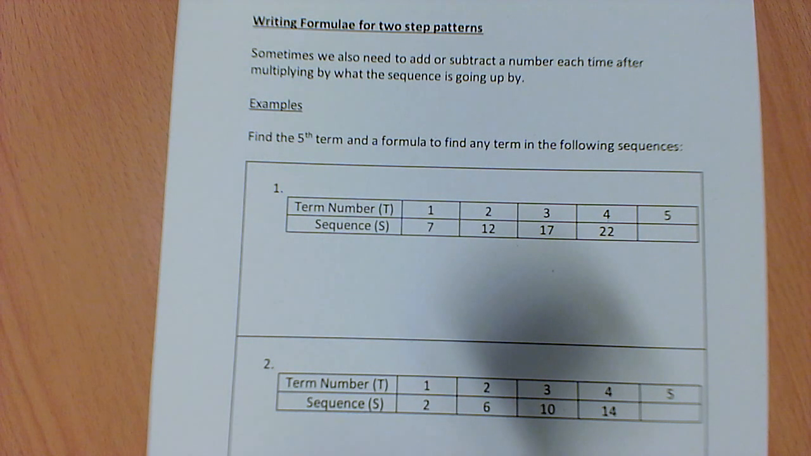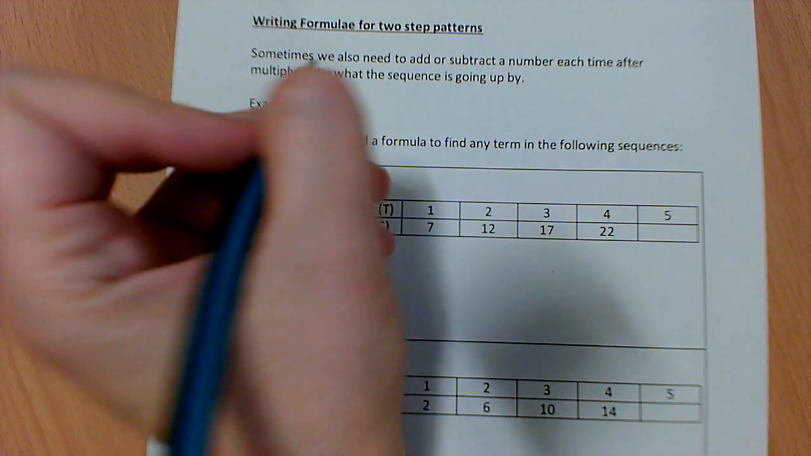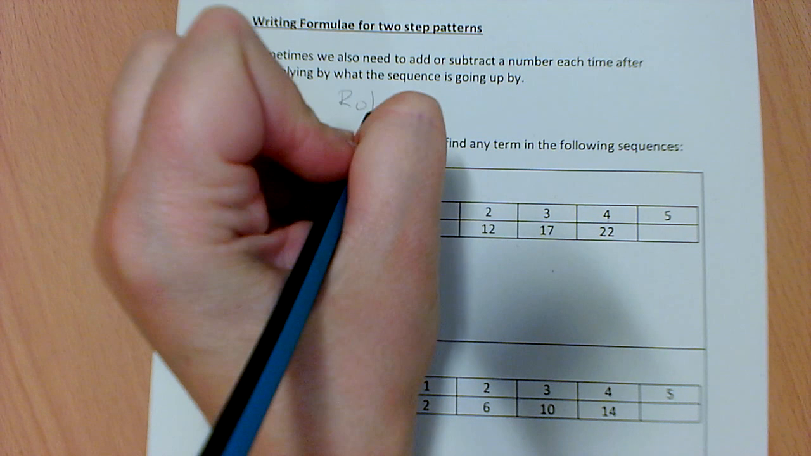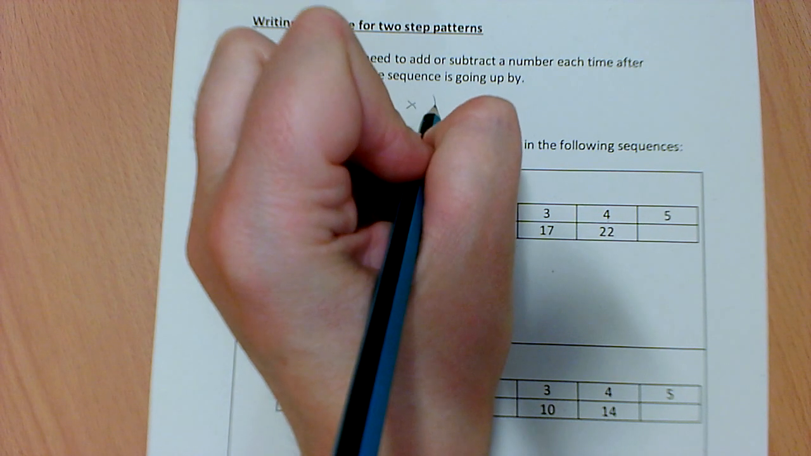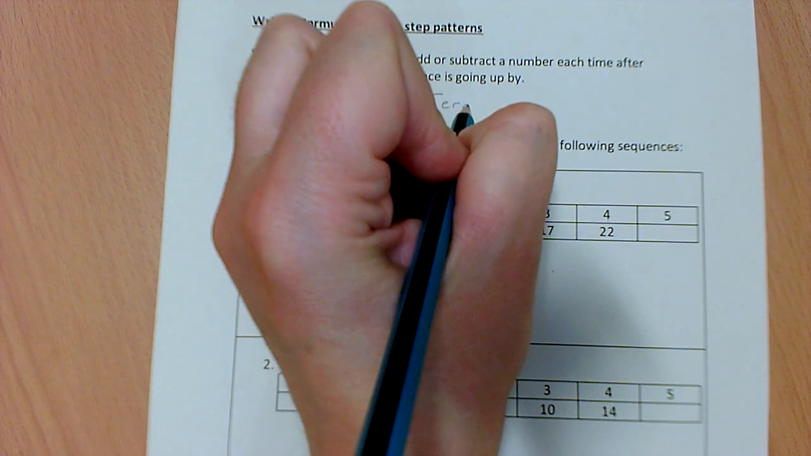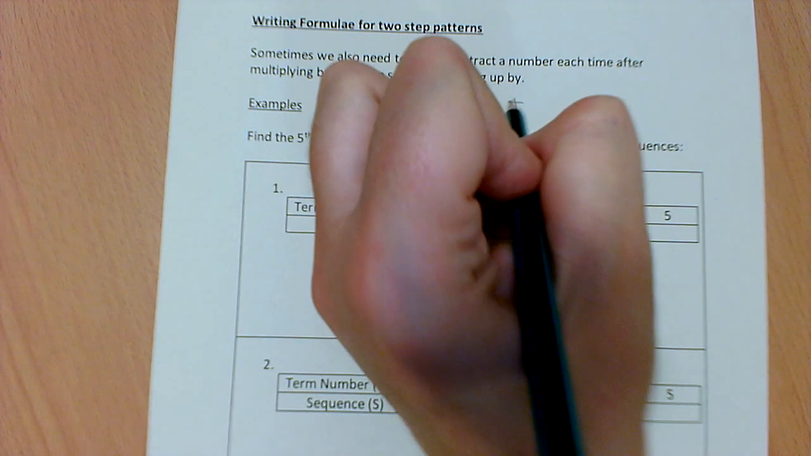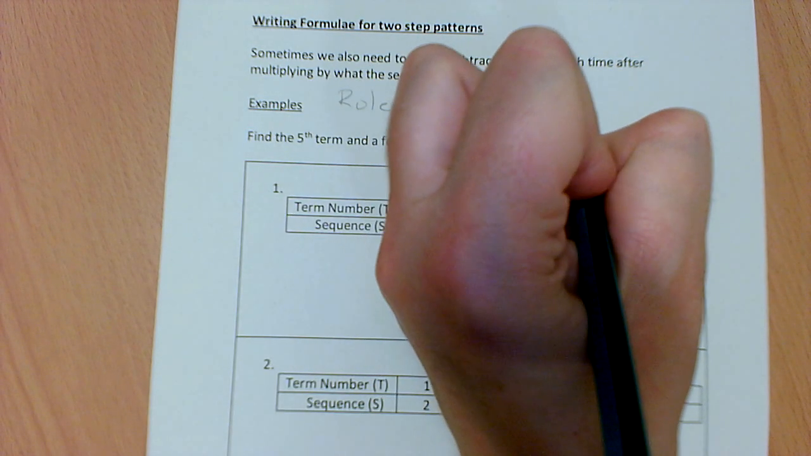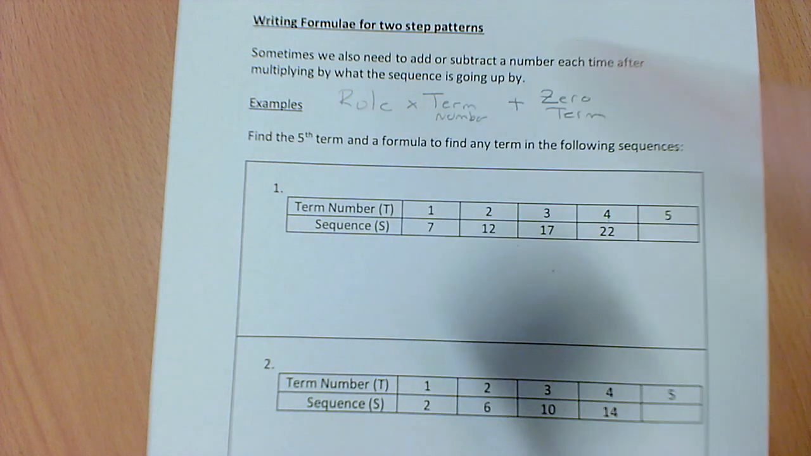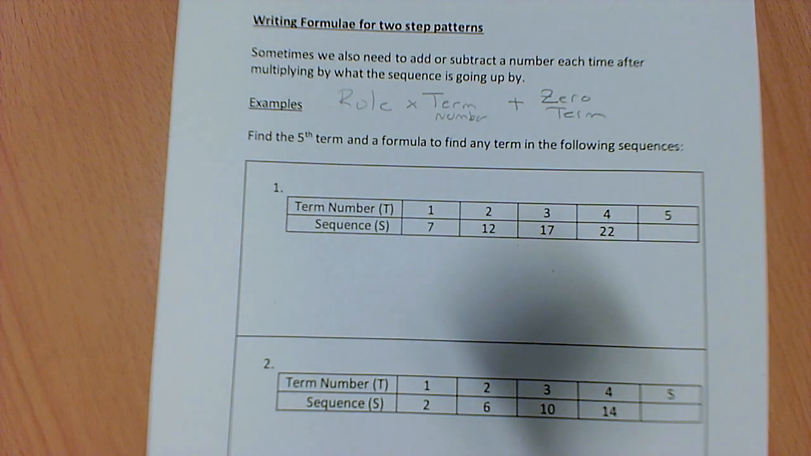So to find this formula, what we're going to do is take the rule and times it by the term number, and then we add on the zero term. So let's take a look at that.